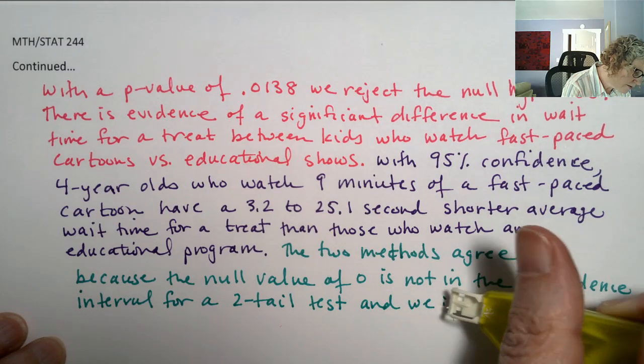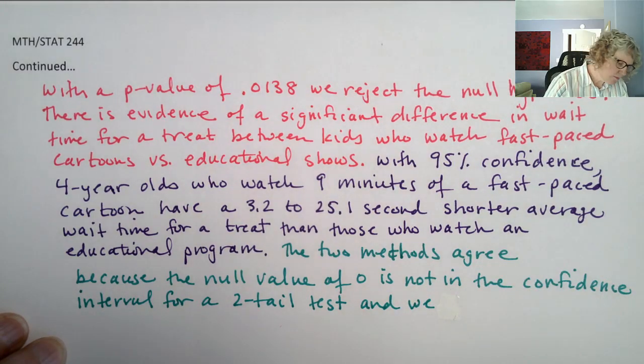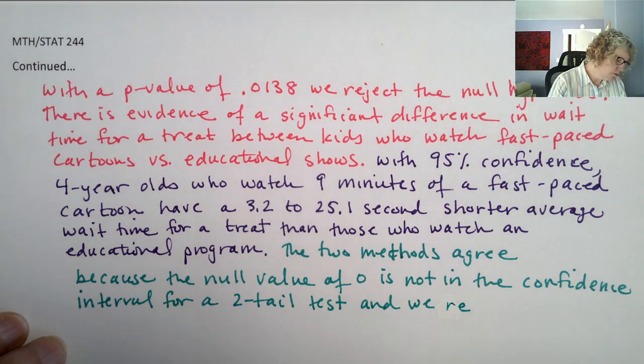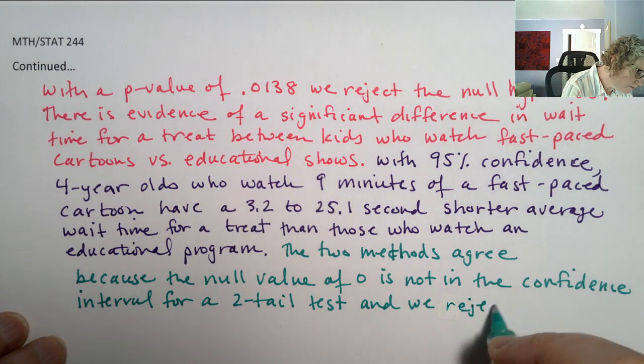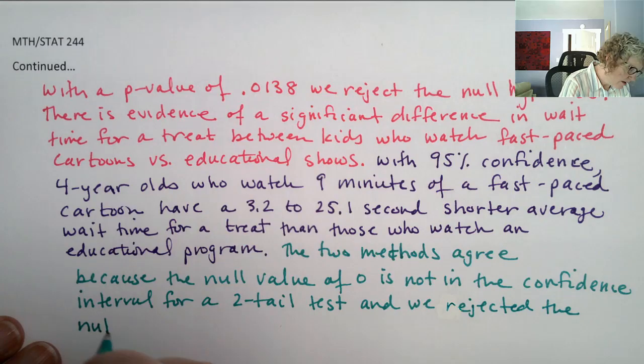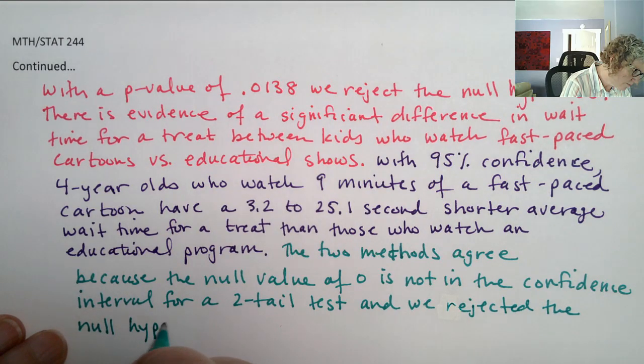A lot of writing on this video. So we need to state both of those, right? Because that's how they match. 0 was not in the interval, and we rejected the null. That's why they match. Hypothesis.